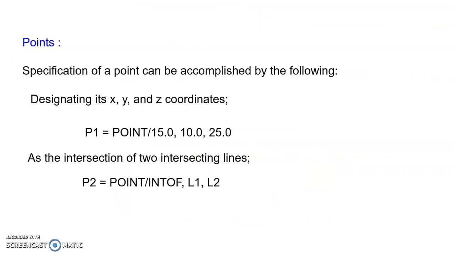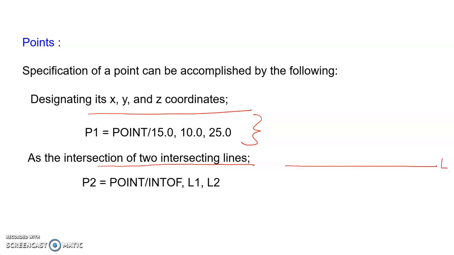The designation of a point can be done in 2 ways. The first one, already explained, is using x, y, z coordinates, as shown here. The second is that it can be represented by the intersection of 2 intersecting lines. That means if L1 is predefined and L2 is also defined earlier, then the intersection of these 2 lines can be taken as 1 point. So that is another way of representing a point. So P2 is a point, slash, intersection of. In order to limit it within 6, it is shortened like this: INTOF, that is the intersection of L1 and L2. That is another representation of a point.